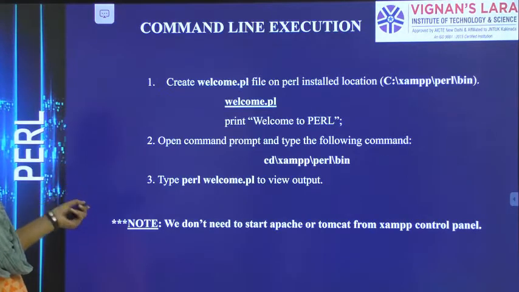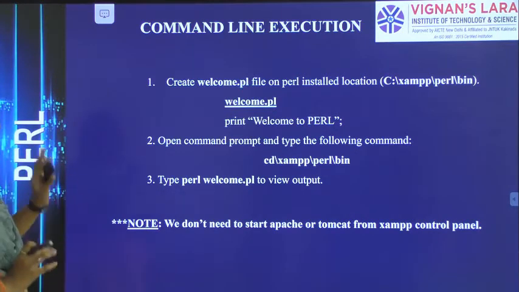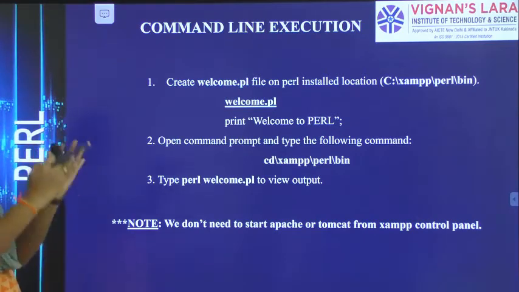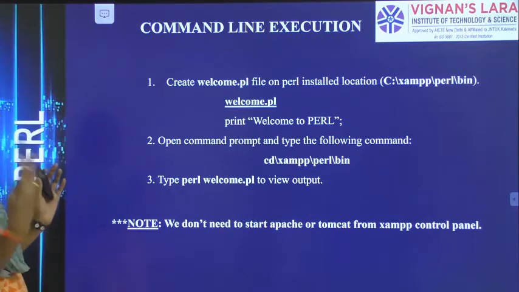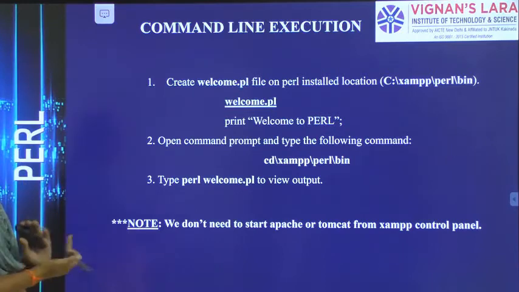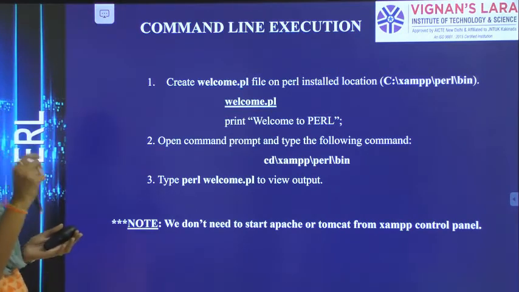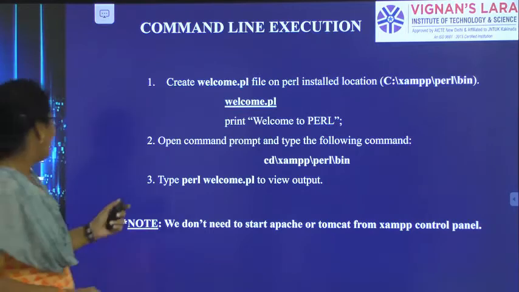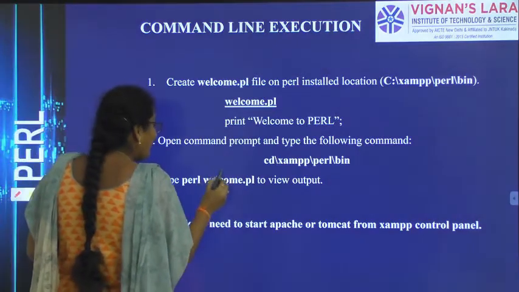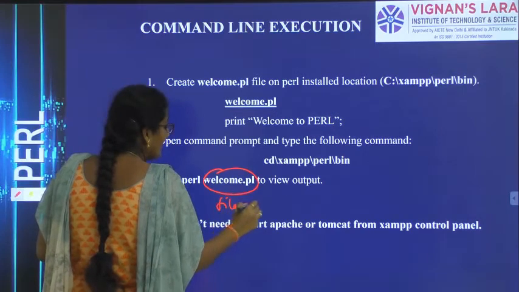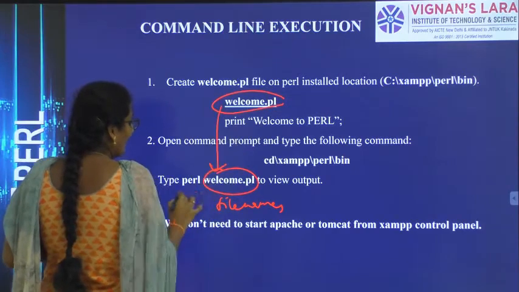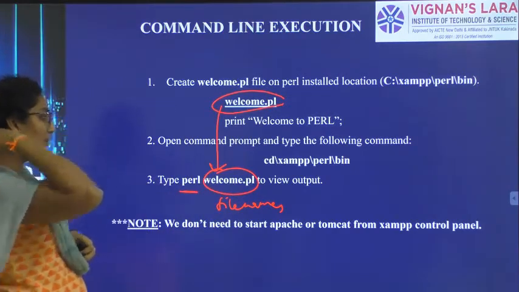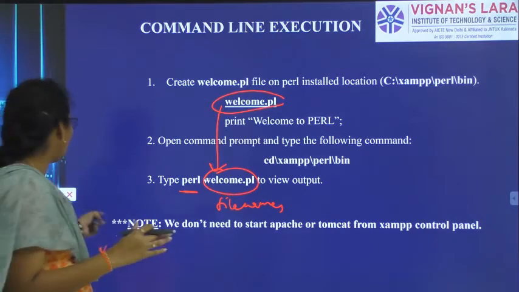In the command line execution, you just create a file with the extension PL. In that file you will have the code, and you should store that file in the C drive, XAMPP folder, parallel folder, bin folder. Then open the command prompt and type cd XAMPP parallel bin. Then you will be in the environment of parallel. There you can type parallel and your file name, welcome.py. The file name will be different at different times. Whenever you want to see the output of a particular file, you should type that file name after parallel. Then you can see the output. Here we are not using any Tomcat or Apache.